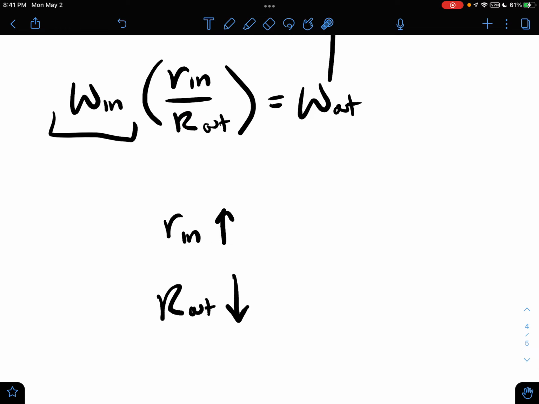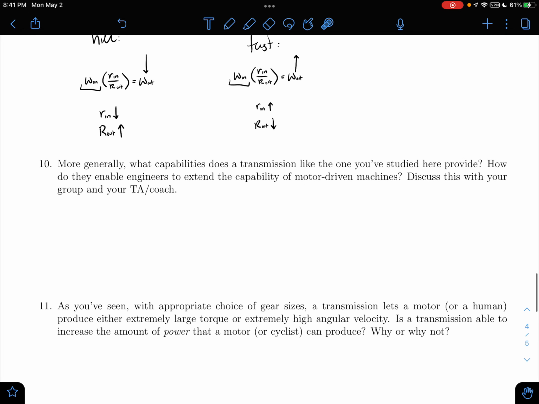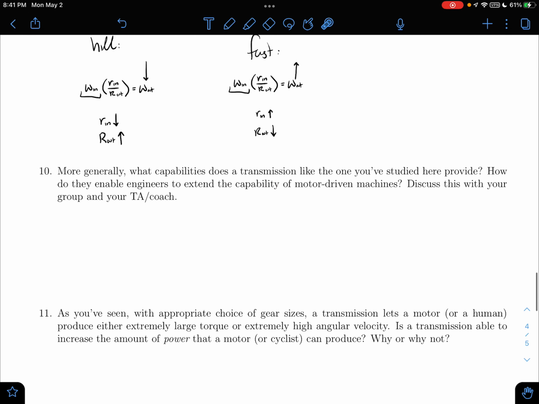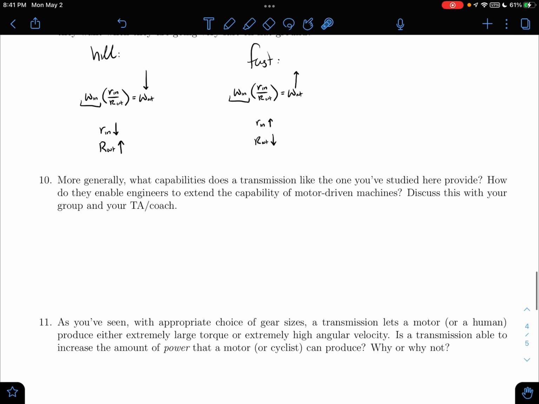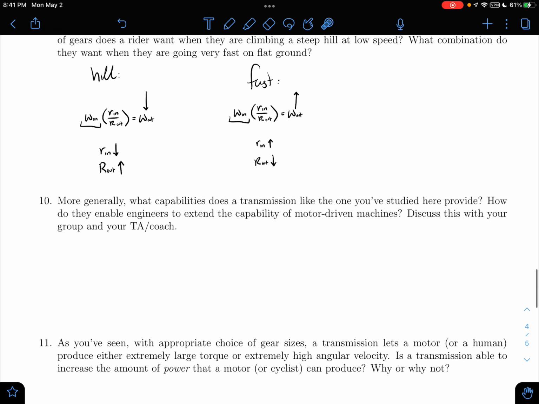Increasing this, decreasing this, increases all of this. This holds this ratio, holds this relationship true. And now, what capabilities does a transmission provide? How can they extend the capability?